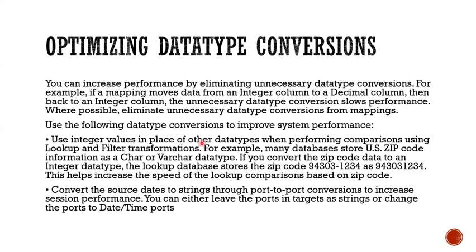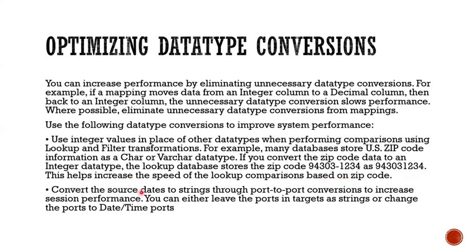Use the following data type conversions to improve the performance. Use integer values instead of other data types when performing comparison. So always use integers in the lookup and filter transformations. For example, many databases store US zip code information as a char or varchar data type. If you convert the zip code data to an integer data type, the lookup database stores the zip code like this. This helps increase the speed of the lookup comparison instead of comparing on the zip code string.